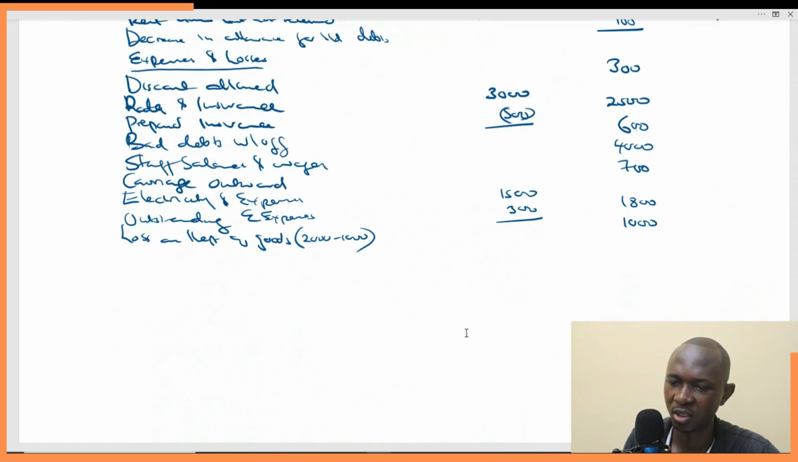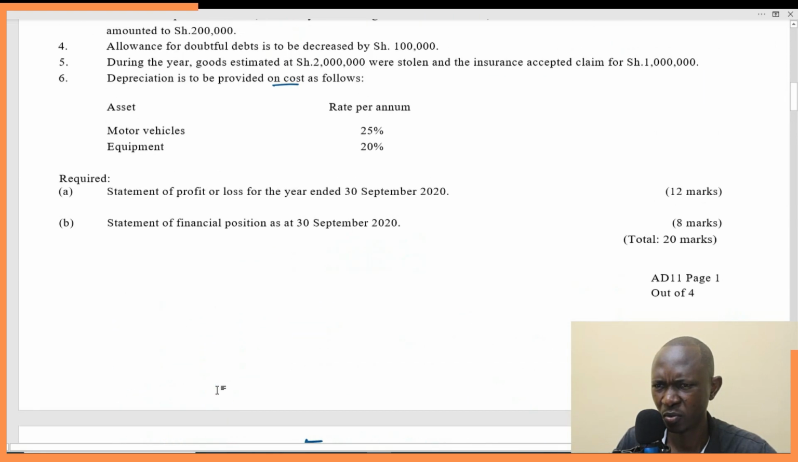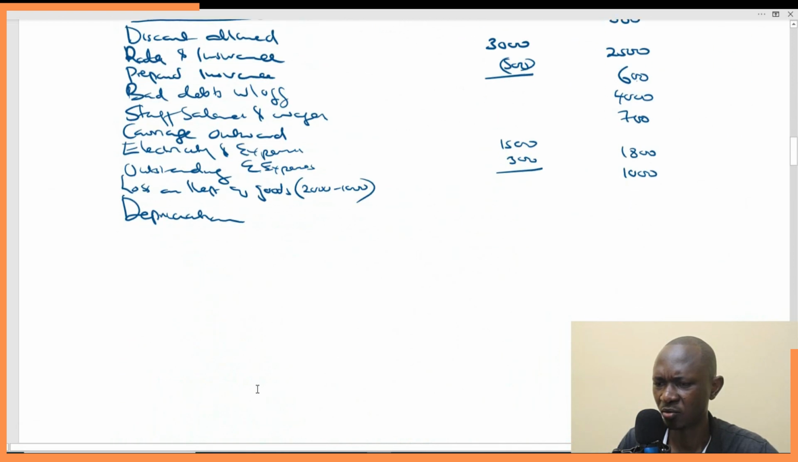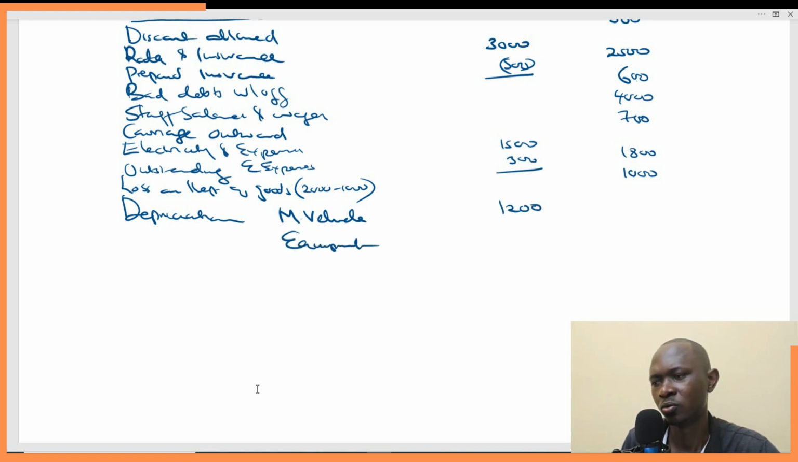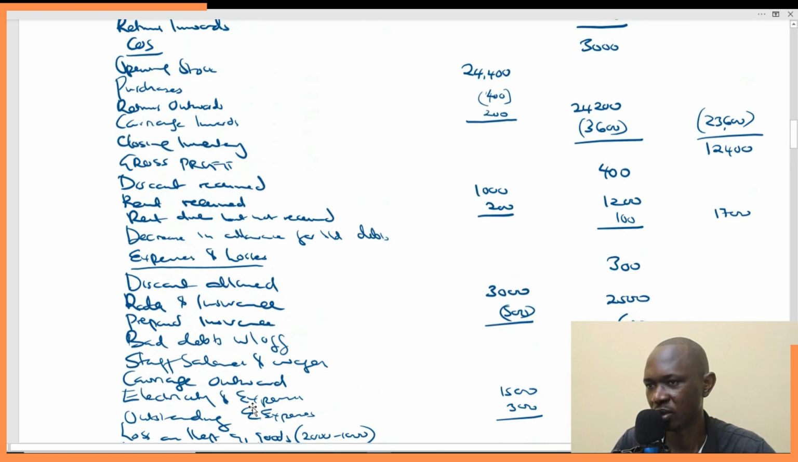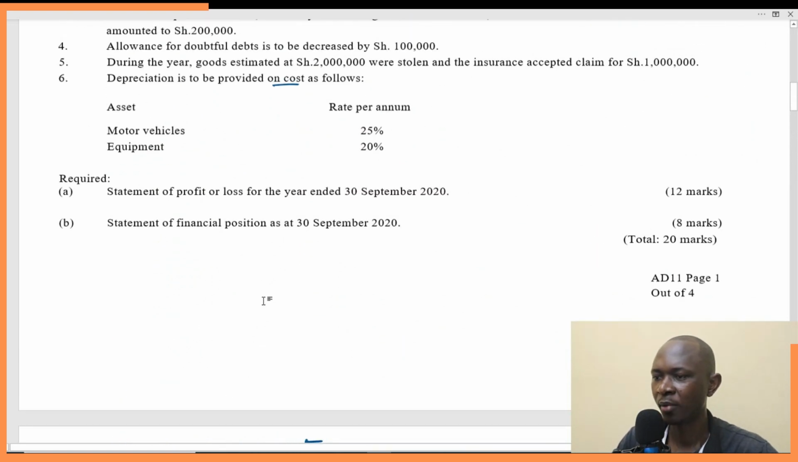So this is depreciation. And we have two depreciations. The first one is depreciation for motor vehicle, then the second one equipment. So depreciation, motor vehicle, and then equipment. You can choose to do it from there, and then the total will take it to the middle column.